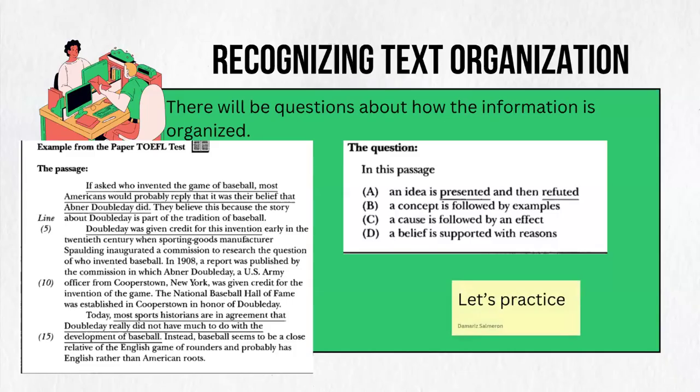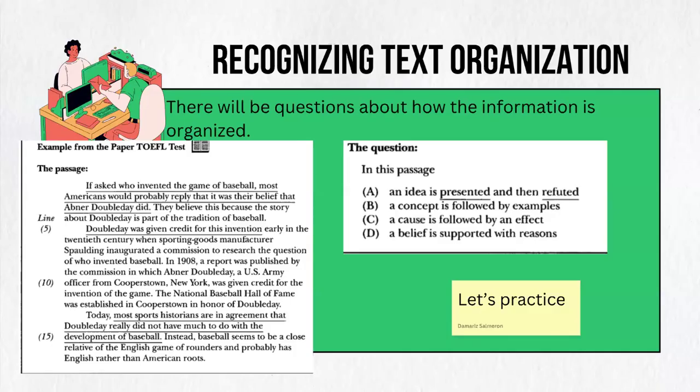Now, the author will always give you clues about how the text is organized. For example, if it will be the answer letter C, then there will be keywords that show you effects or consequences. Same as with letter D, the author will give you clues, words and phrases that show reasons. Like in this one, it says, an idea is presented and then refuted, which is the correct answer.